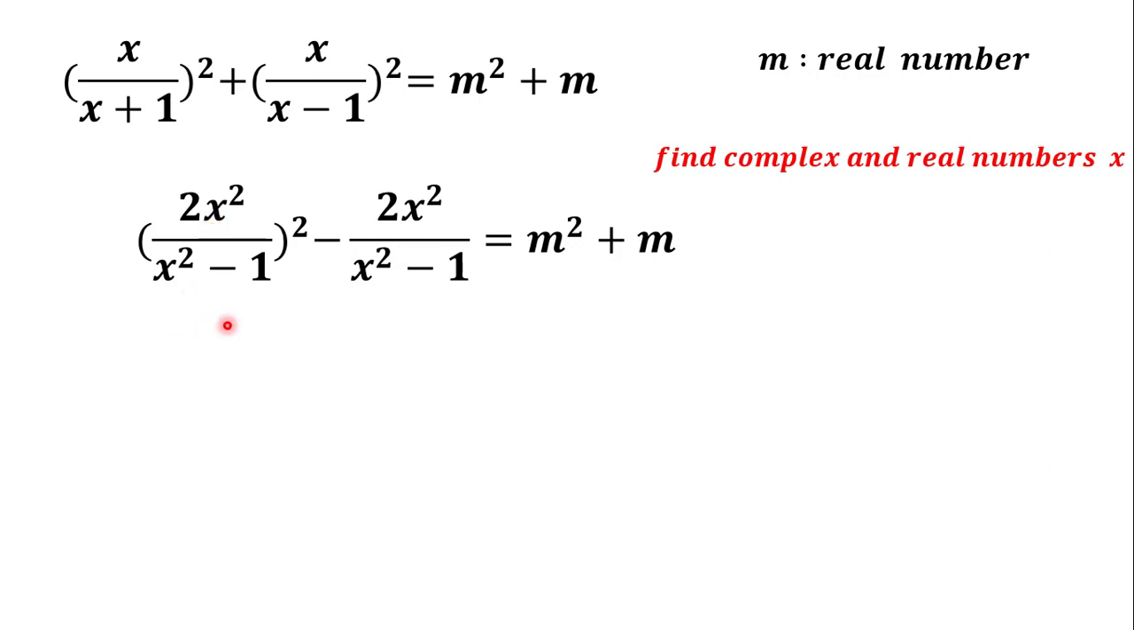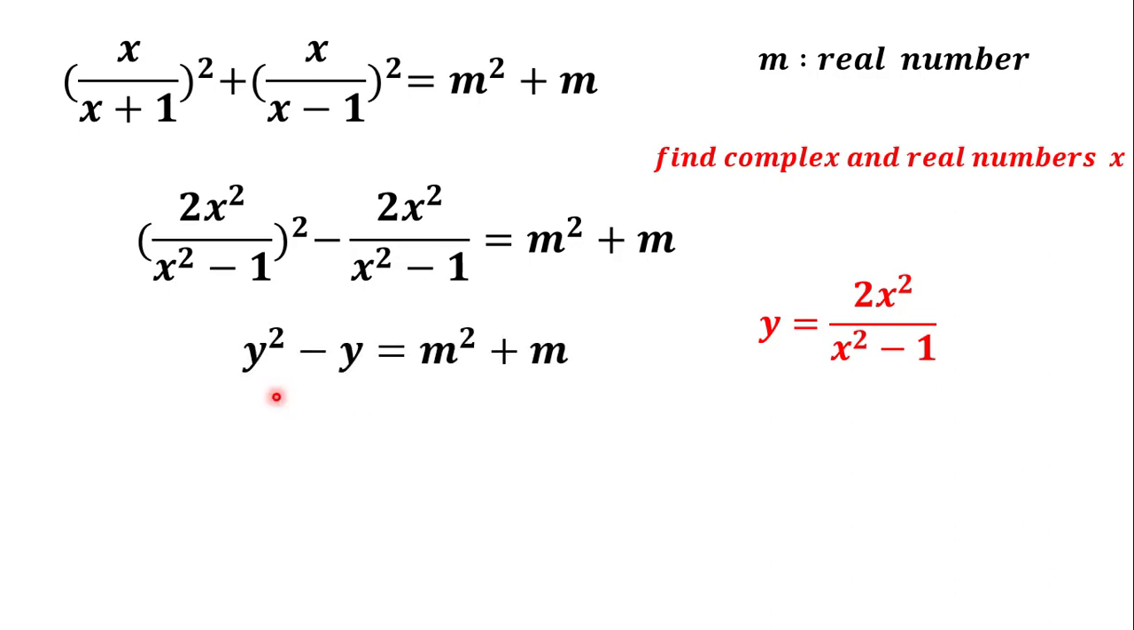Now, as you can see, we have the same fraction in two terms, so we can use the change of variable method, and we can let y equal 2x squared over x squared minus 1. So we're going to have an equation in y: y squared minus y equals m squared plus m.